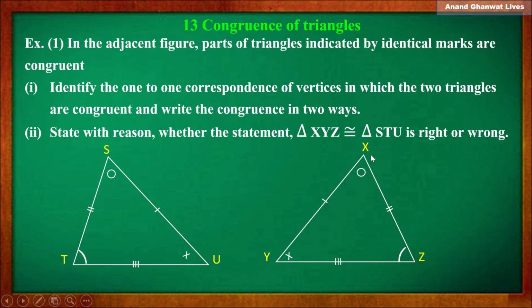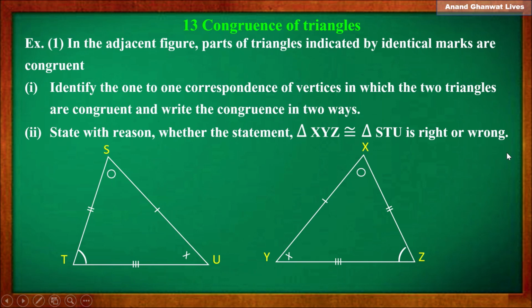Angle S is congruent with angle X. Angle T is congruent with angle Z. Angle U is congruent with angle Y. So identify the one-to-one correspondence of vertices in which the two triangles are congruent and write the congruence in two ways. Okay. And the next question is to state the reason whether the statement triangle XYZ is congruent with triangle STU is right or wrong.